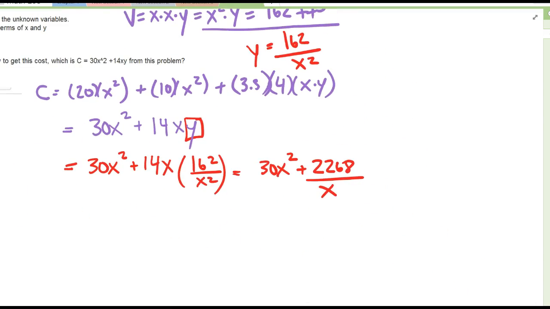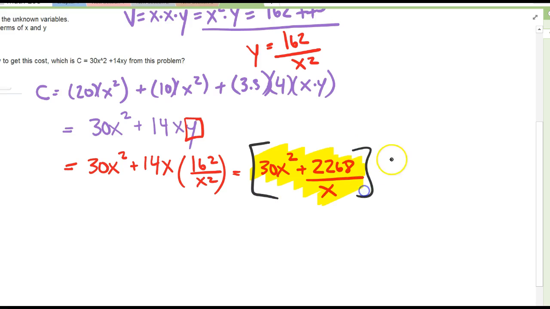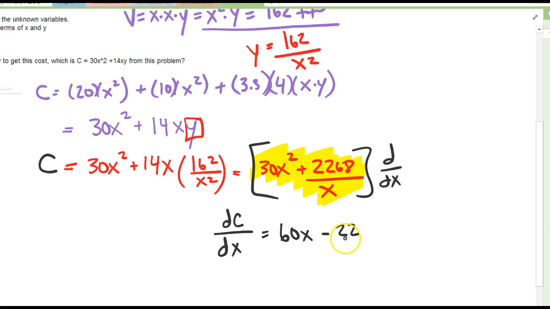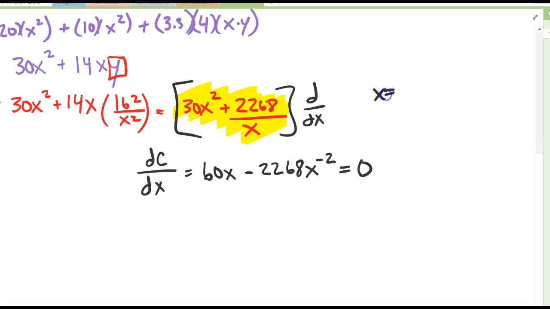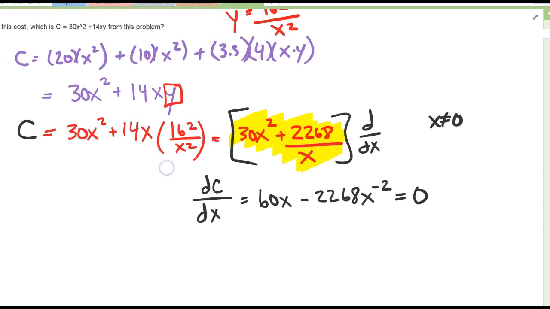I'm going to differentiate this with respect to x, right? So if I take the derivative of the cost function with respect to x, it is going to be 60x minus 2,268 x to the minus 2, and I would set that equal to 0. So x cannot equal 0 because then we wouldn't have a box.